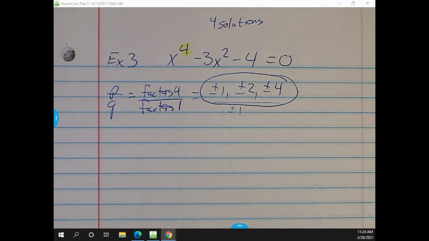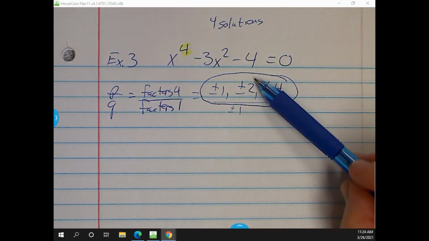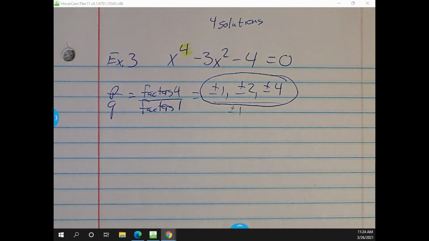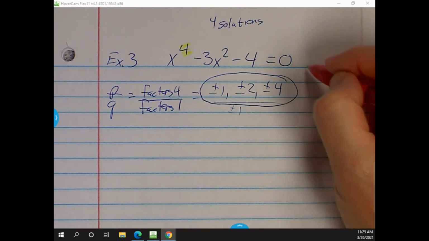Okay, so 4 solutions, and we've only got 6 numbers to check because you've got positive or negative 1, positive or negative 2, positive or negative 4, which means we've got a really good chance of getting something that's going to work here. All right, when you get ready to do synthetic division, here's one thing that you have to do though first.